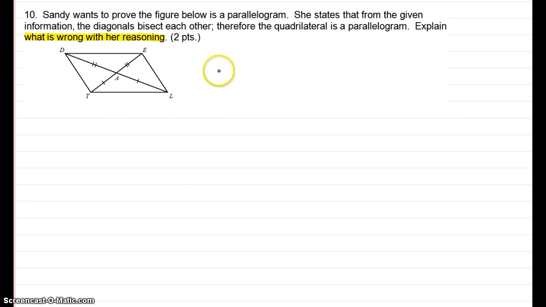So if you look at the picture, what's wrong with the picture? The problem with her reasoning is the diagonals don't bisect each other. We know that this part of the diagonal is congruent to this part of the diagonal. That's what this picture is telling us. And that this piece is congruent to this piece. So the diagonal, this diagonal, TE, is not bisected because this piece is not equal to this piece. So the diagonals are not bisected.